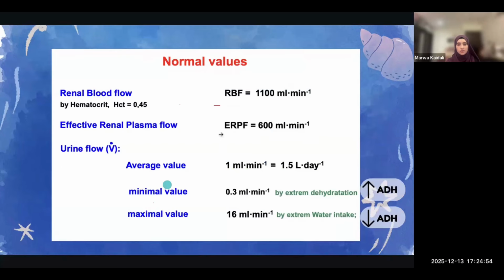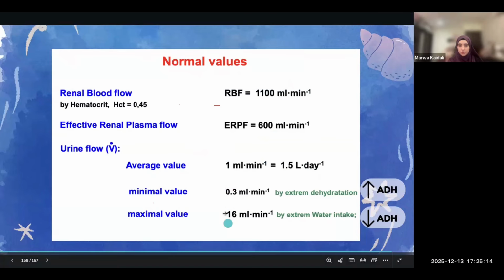Now, just a few normal values that the doctor wants you to know. I'm not going to go over this because I think this is covered in your GFR lecture, which is more relevant there. But basically, the urine volume of a normal person is around 1.5 liters a day. Okay. Now, the minimum that it can go, or the lowest that it can go, is 0.3, and the highest that it can go is 16. I'm talking about the urine volume, and this is dependent on ADH.